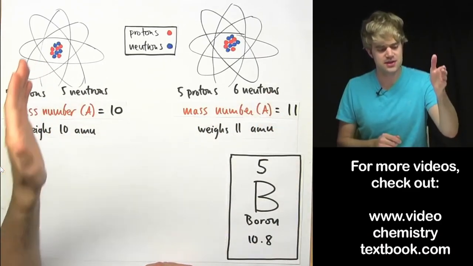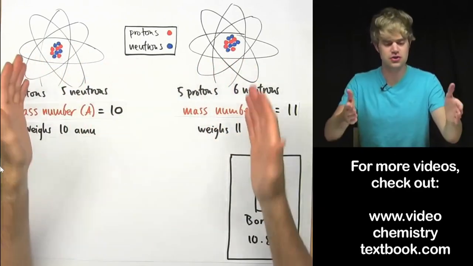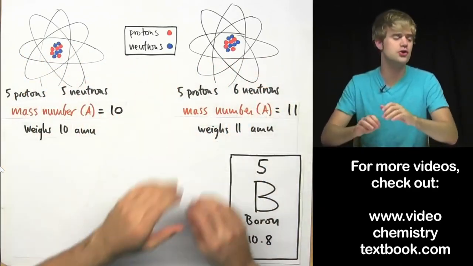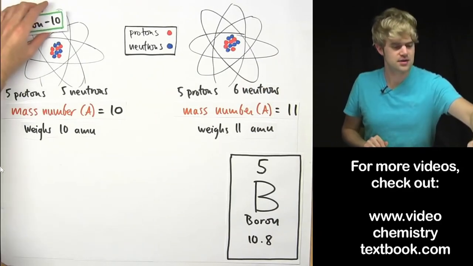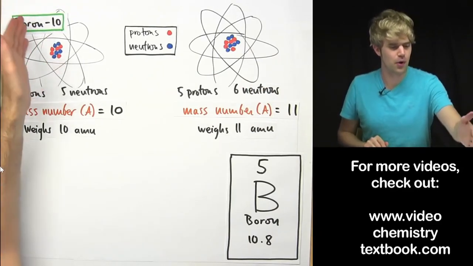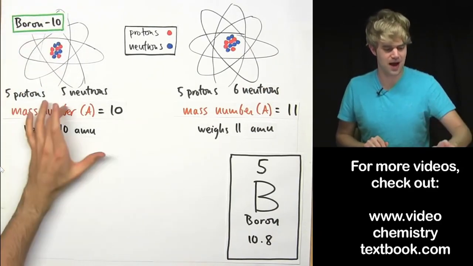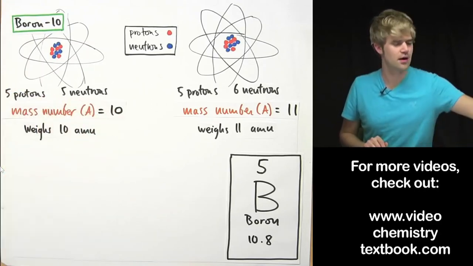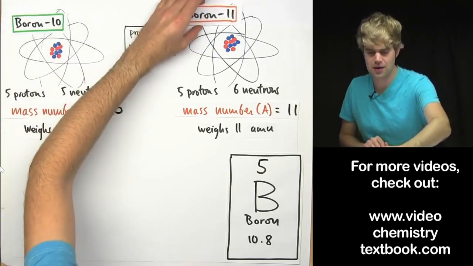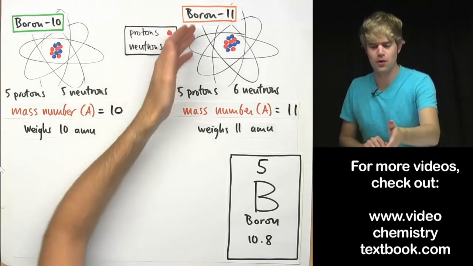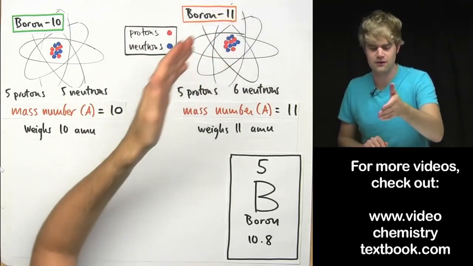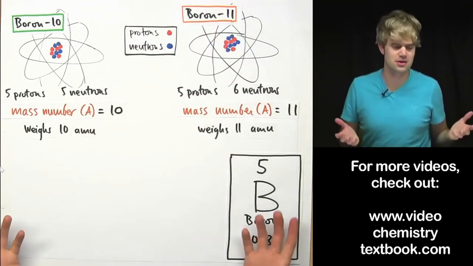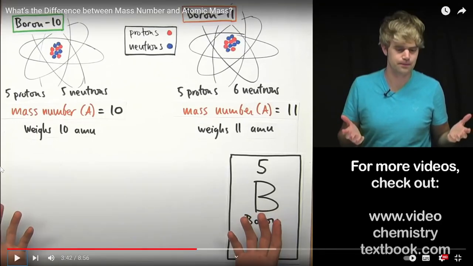We can give distinct names to these two isotopes, or versions, of boron. This atom over here is an example of boron 10, because it has a mass number of 10, 5 plus 5. And this atom here is an isotope of boron called boron 11. 5 plus 6 gives a mass number of 11. So you can fill that in on page 88. Okay, boron 10, boron 11.